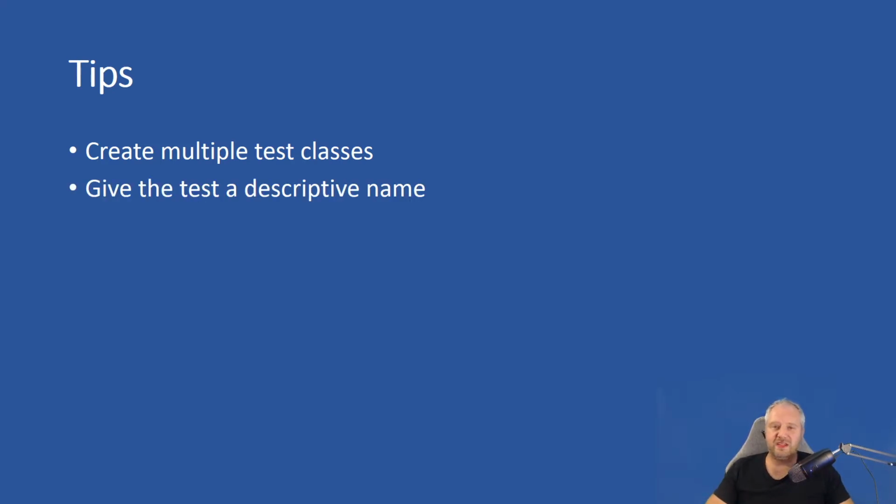Give the test a descriptive name. Don't call it test 01. You have 128 characters to name your test. So call it something like test if procedure X creates object Y, something like that. Make it descriptive because that's going to be easier in the end to see what test failed in your results.